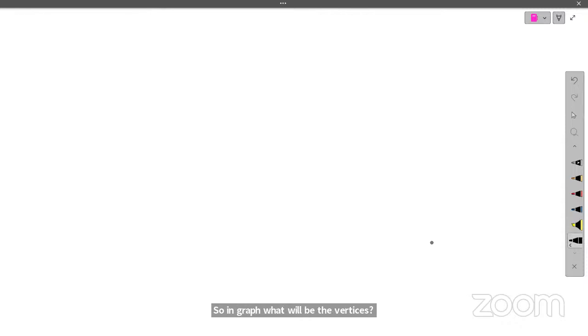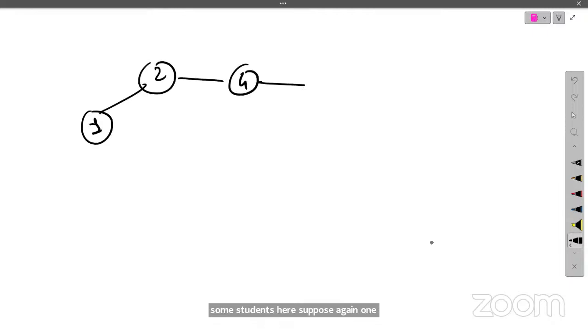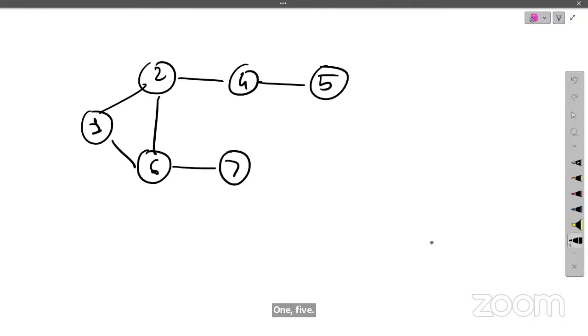So in the graph, what will be the vertices? Every student will be a vertex. Suppose we have some students here: 1, 2, 4, 5, 6, 7. Suppose this is our required graph.